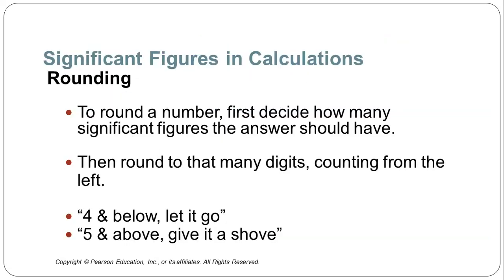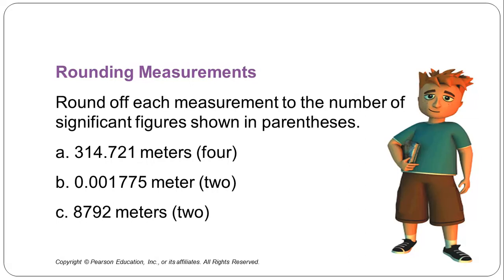Okay? Paano naman tayo nagra-rounding? So, to round a number, first decide how many significant figures the answer should have, and then round to that many digits counting from the left. So, 4 and below, let it go. 5 and above, give it a shove. No, may dagdag. Diba? Ganun tayo mag-round up.